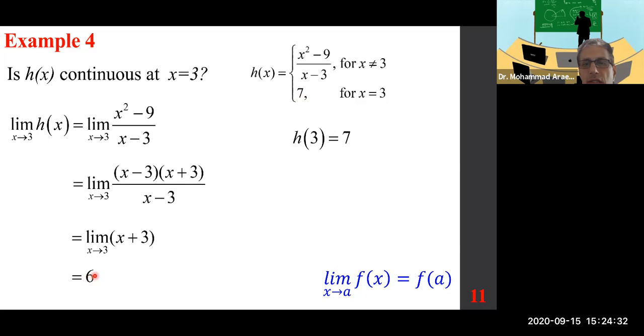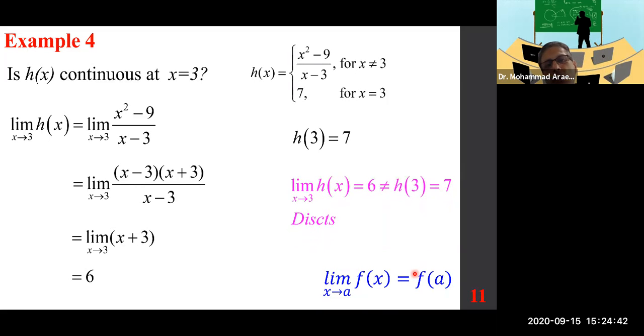The limit is 6. So what's going on here? They are not equal. And therefore, it's discontinuous because the limit of h of x as x approaches 3 is different than the functional value. The two are not identical. The function is discontinuous at x equals 3. It's extremely important.